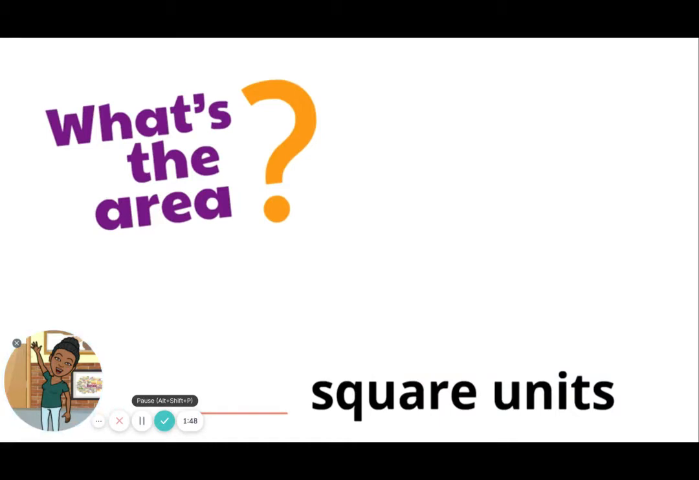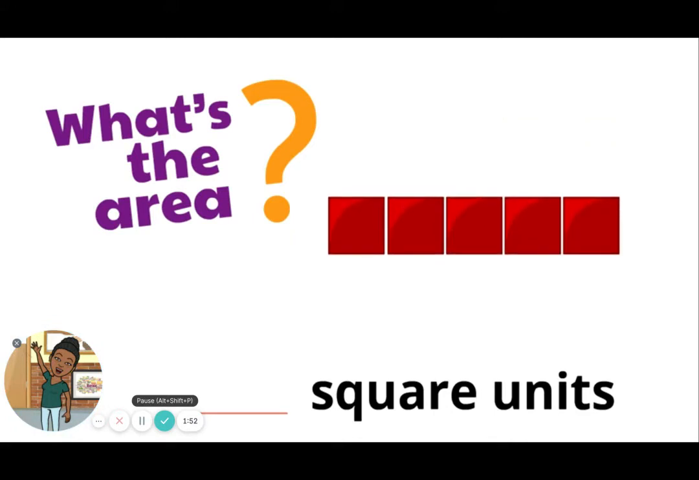Okay, that was cool, right? Let's try figuring out the area of this rectangle. Just like last time, we are going to measure the area of this rectangle using square units. Remember, the area of a shape is the space inside of the shape. So, how many square units are in this rectangle? Do you know? Yeah, there are 5 square units in this rectangle. Great job.